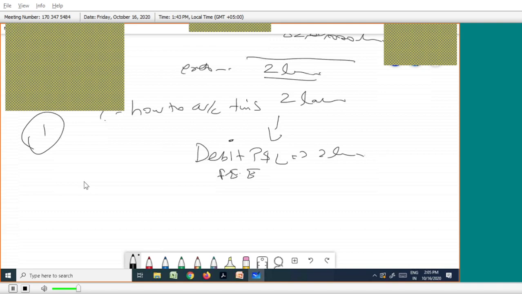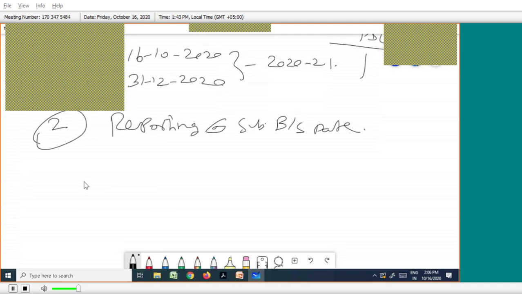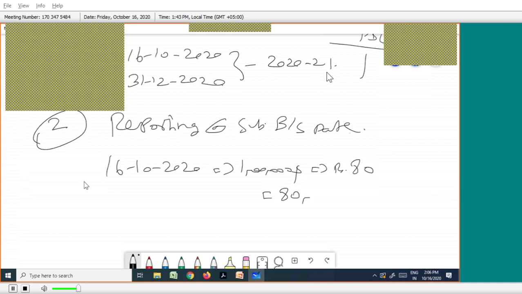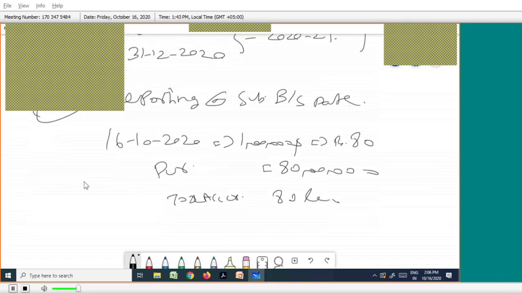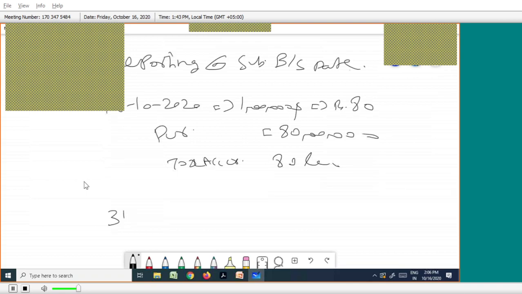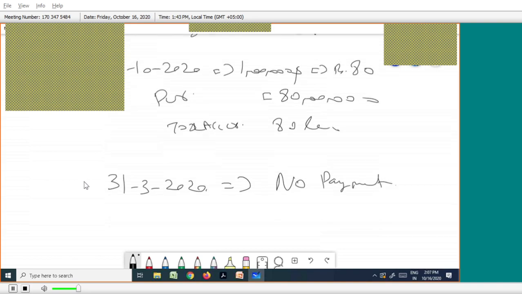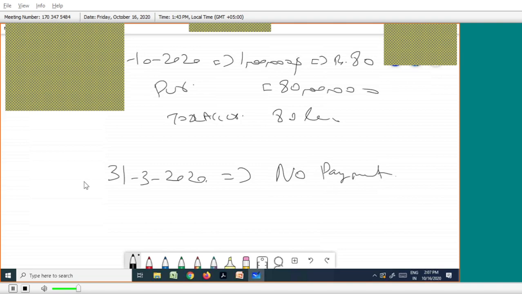What do you mean by reporting at subsequent balance sheet date? The same first scenario. What happened? On 16/10/2020, I purchased $1 lakh of material. On that date the rate is rupees 80, so I booked it as 80 lakhs. This is my purchases, and I purchased from X, so X account credit 80 lakhs. As per the next scenario, up to 31st March 2020, no payment. No payment means X has not paid to Y.